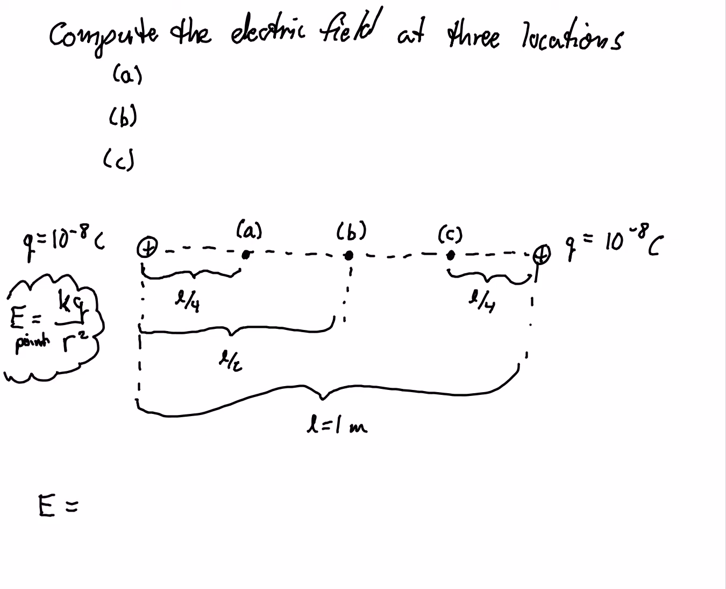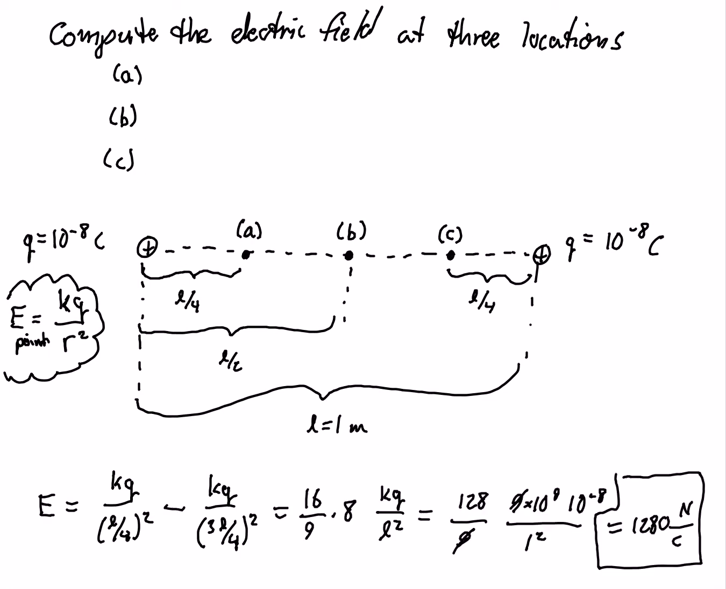Now applied to point A, there's going to be a repulsive electric field due to the charge on the left, and another repulsive electric field due to the charge on the right, which is a longer distance 3L over 4 away. Because this repulsive electric field points in the opposite direction to the left, we'll give it a minus sign. With some algebra, we find that the result is 1,280 newtons per coulomb.